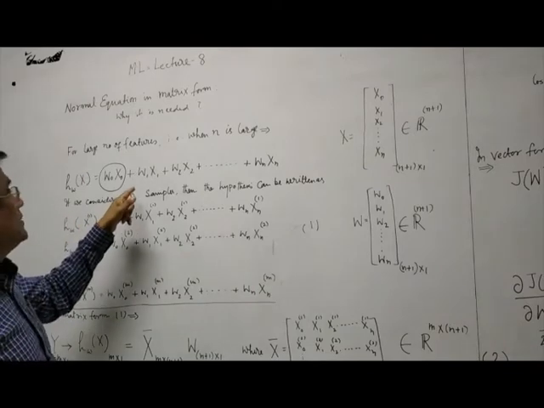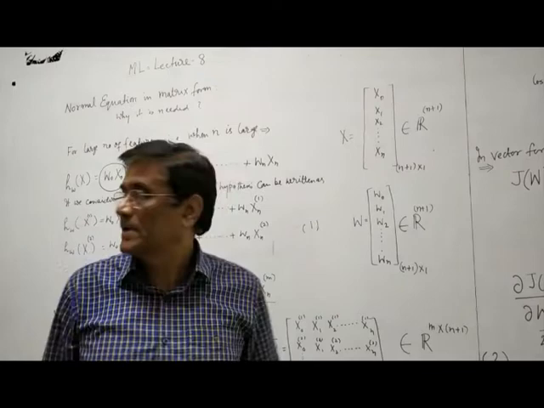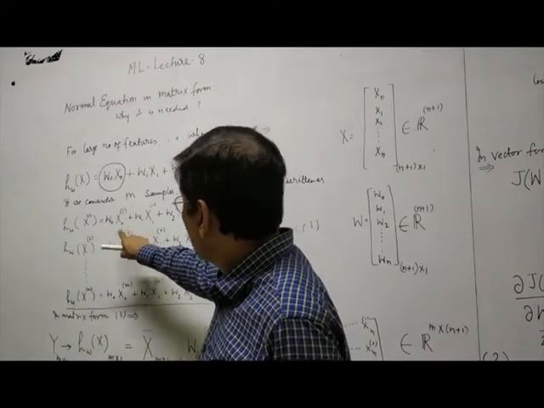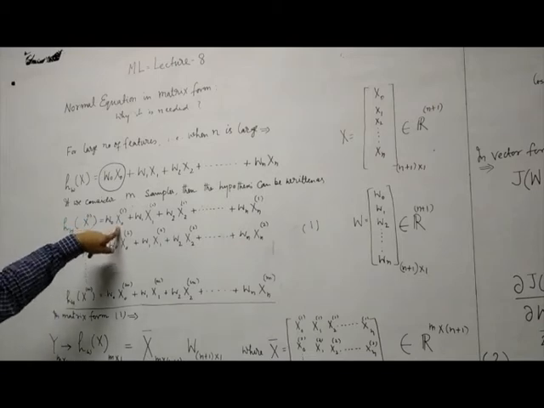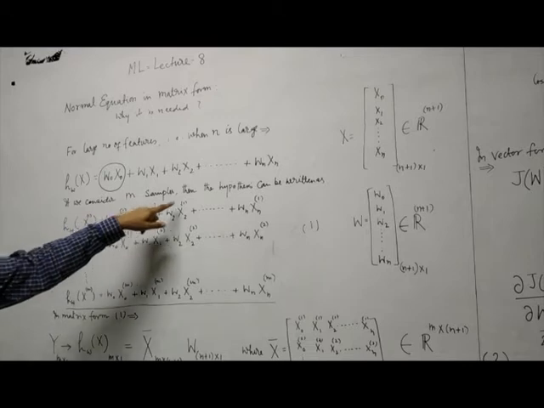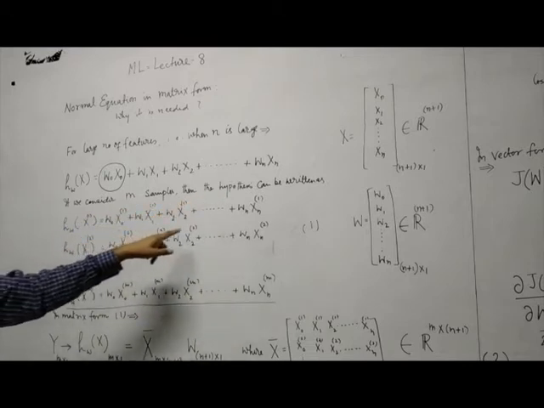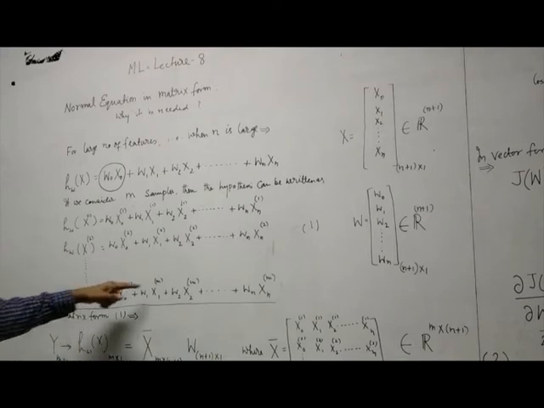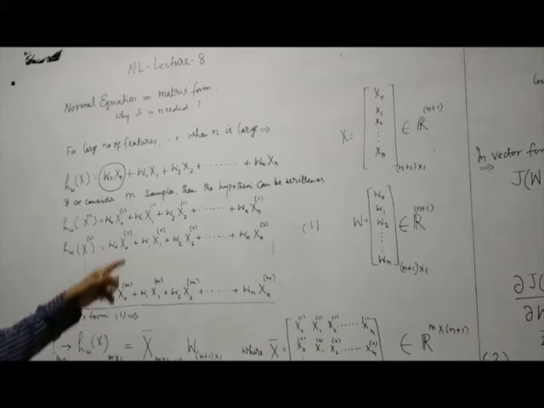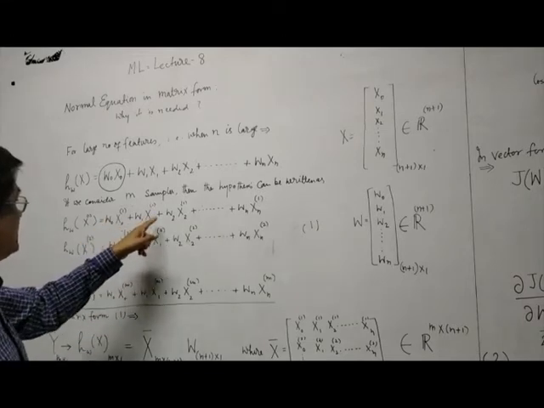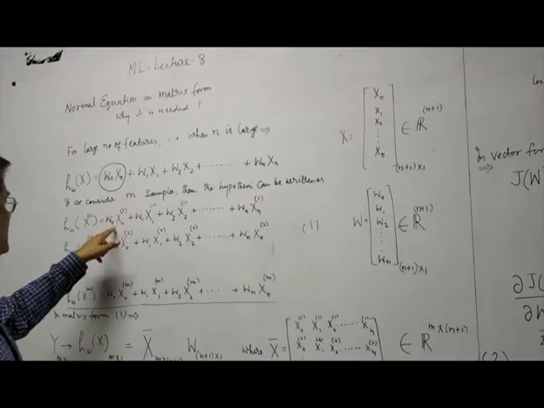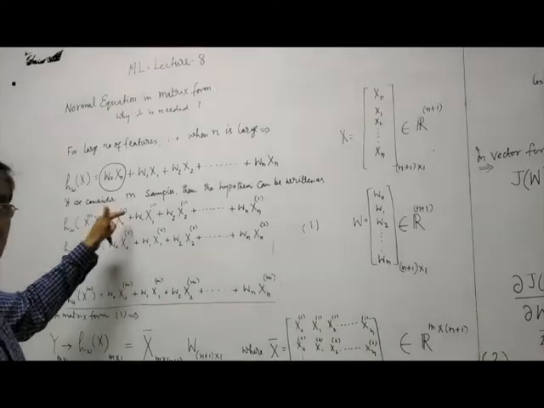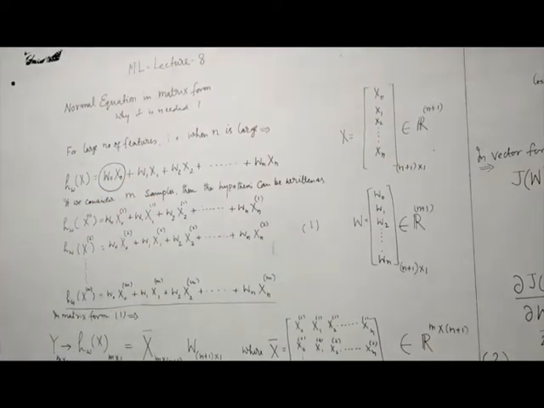Now if we consider m number of samples, what is going to happen? I can rewrite the hypothesis for each sample: sample number 1, sample number 2, up to m. So we have m number of samples. But interestingly, the parameters W0, W1, W2 are not attached to the sample; only the features depend on the sample.